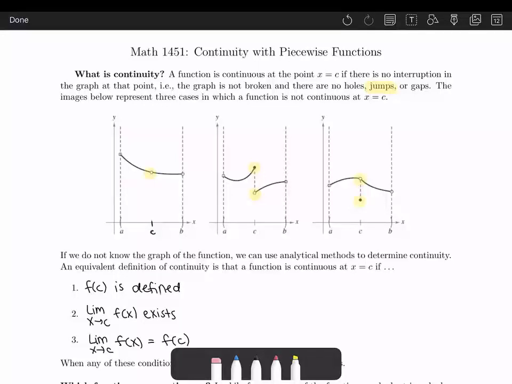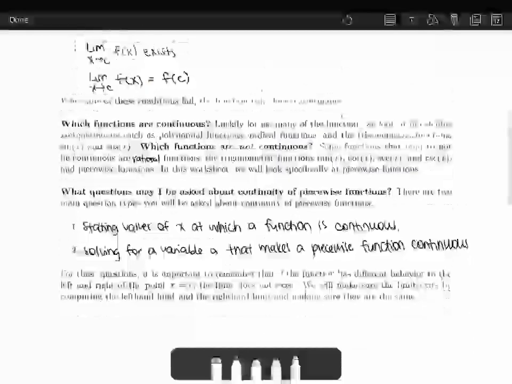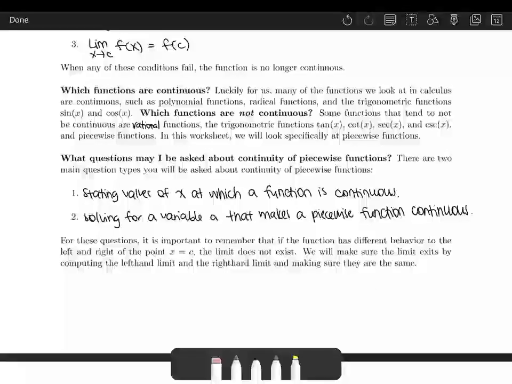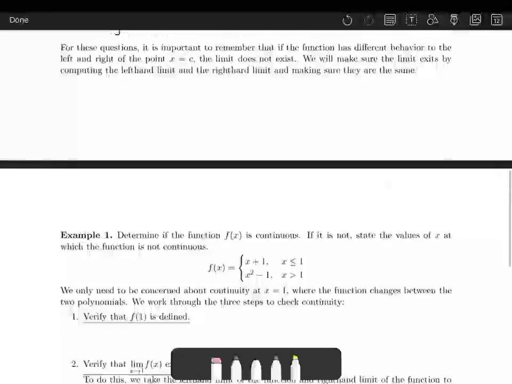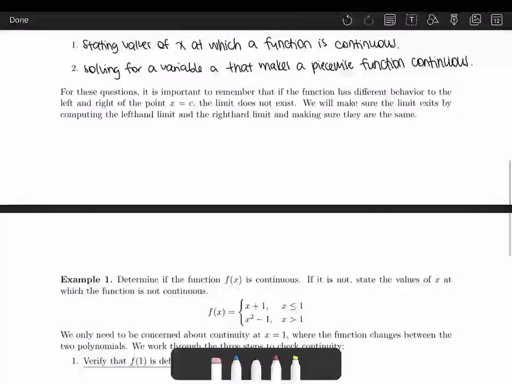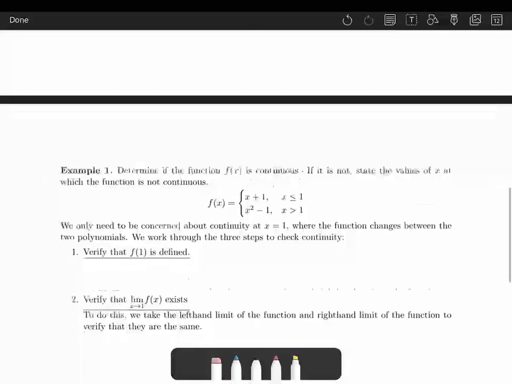So this is part 2 of our video series on continuity with piecewise functions, where we've already talked about what continuity is and the types of questions we're going to be asked, and we're just going to dive into these examples about continuity. So in the first example, we're going to be stating values of x at which a function is continuous.